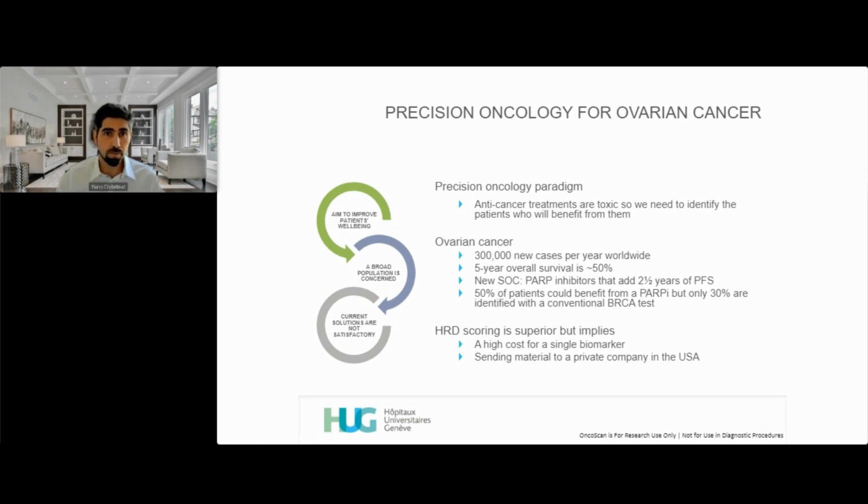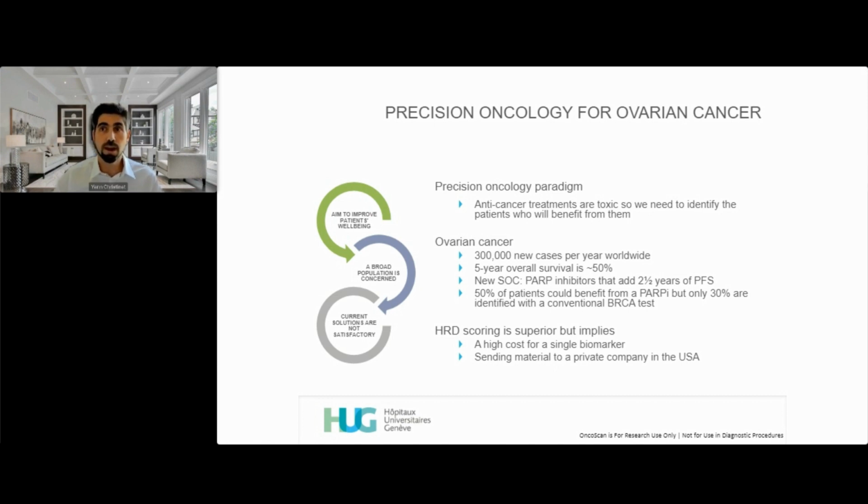There is some hope, though. There's a new standard of care recently, PARP inhibitors, and given as a maintenance treatment, they add roughly 2.5 years of progression-free survival, which we call PFS. Recent studies show that roughly 50% of the patients could benefit from a PARP inhibitor, but when you do the classical testing, which is BRCA mutation testing, you identify only 30%. So that's a huge population that is not identified with the classical BRCA test.